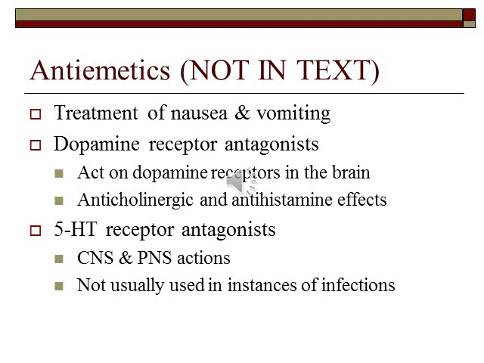So again, different mechanisms of action. You have your dopamine receptor antagonist. So they act on the dopamine receptors in the brain, and they will have anticholinergic and antihistamine effects to work as far as the mechanism to preventing nausea and vomiting. You have your 5-HT receptor antagonists. These relate more, they have CNS and PNS actions, so they work on the central nervous system and the peripheral nervous system. They will not usually be used in instances of infection.